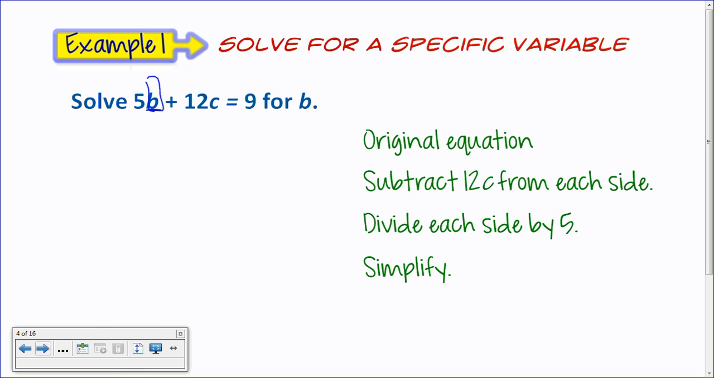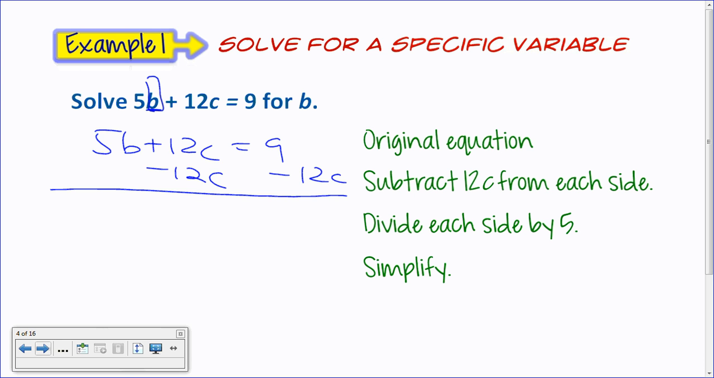So how do I move this 12C over to there? Very good. It's positive now, right? So do the inverse operation by subtracting 12C. Draw a line underneath it. You guys write this down. You're going to be lost.